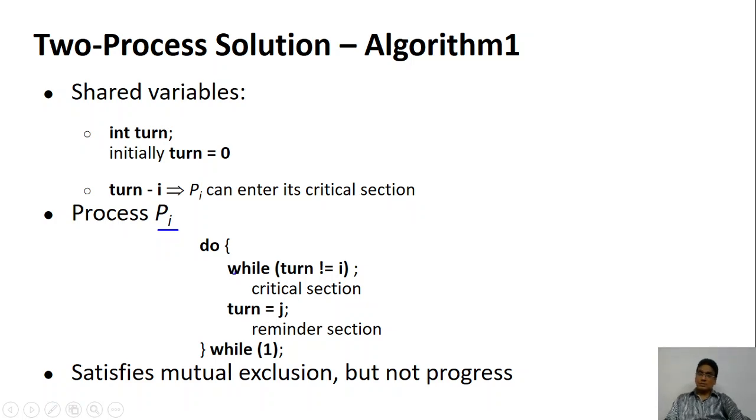Remember there are 2 sections: one is the entry section, the other is the exit section, and the remainder section will be there. In between, the critical section will be there. So the processor Pi will come to this while loop. In this while loop, it just checks whether it is my turn. If the turn is equal to i, then this condition becomes false and it can enter the critical section.